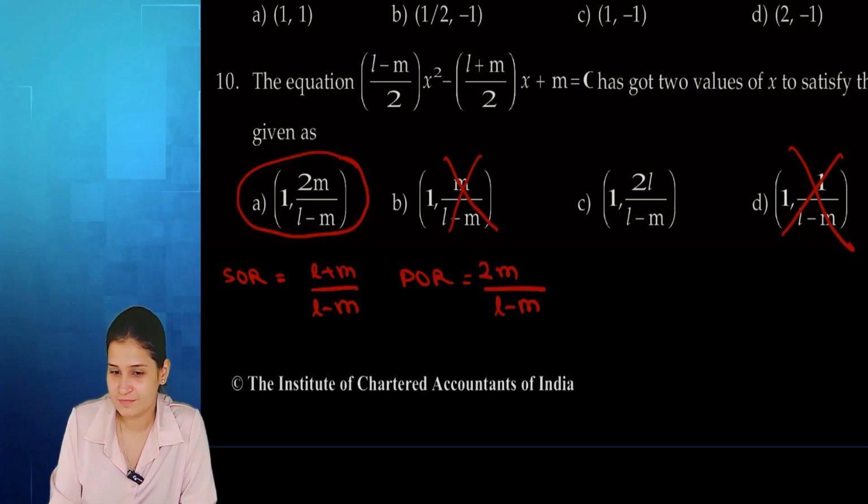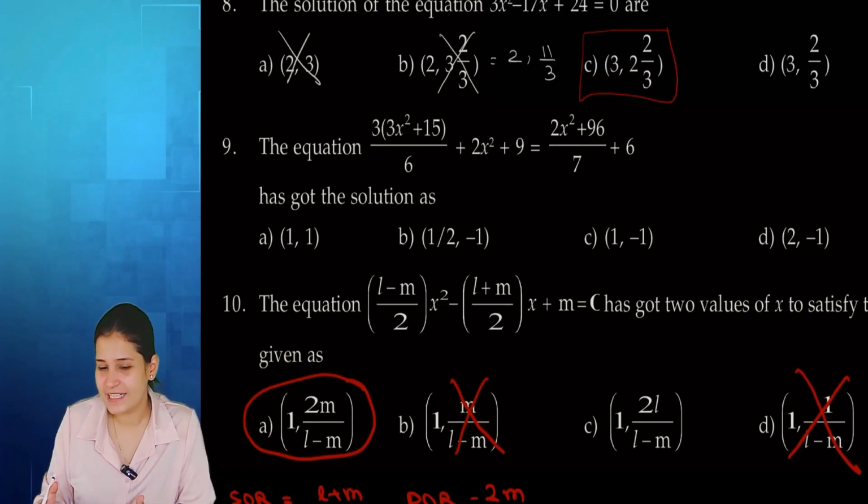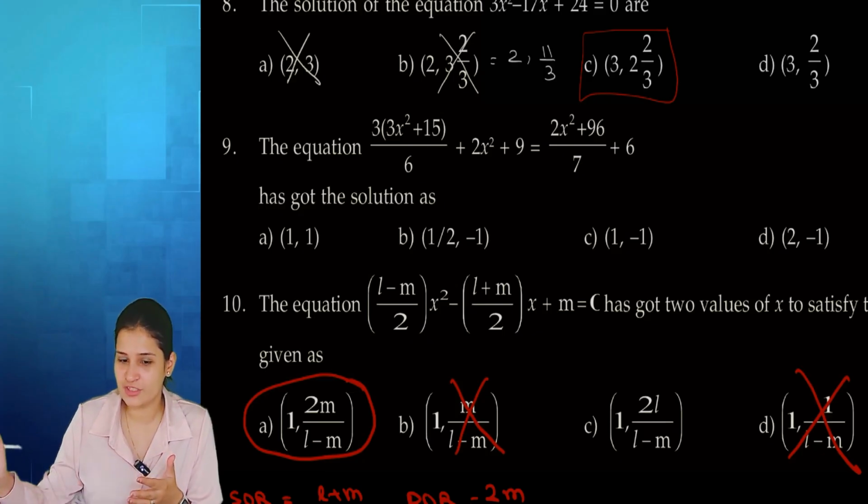Is it okay now? Yes, ma'am. For 9, it's a little tedious to do that. So it's better to do trial and error. Why? Because it's not even arranged equation wise.